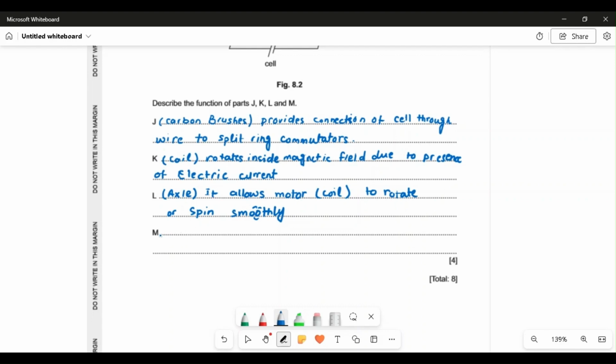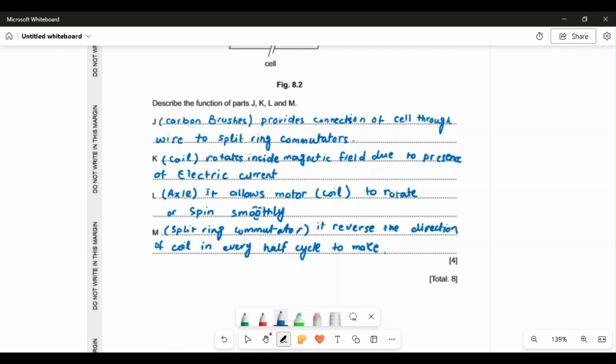Okay, M is the split ring commutator. Its function is to reverse the direction of current in the coil in every half cycle to make smooth rotation in one direction. To make a smooth rotation.